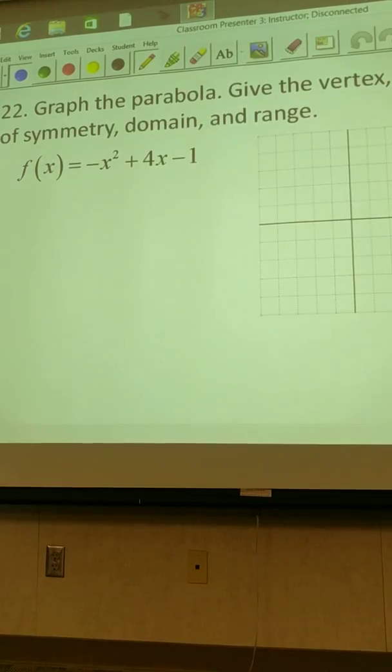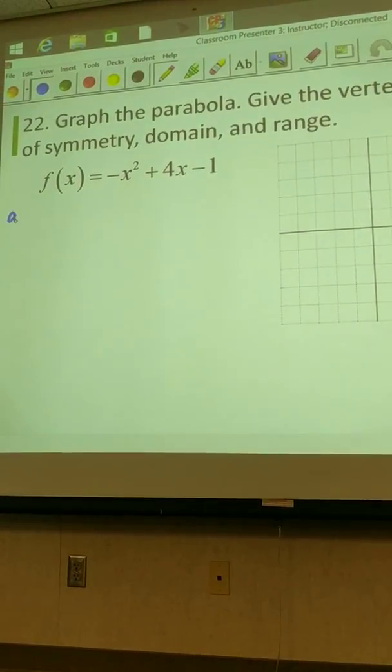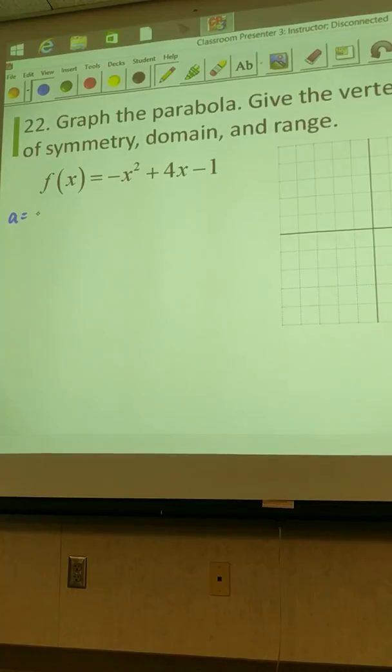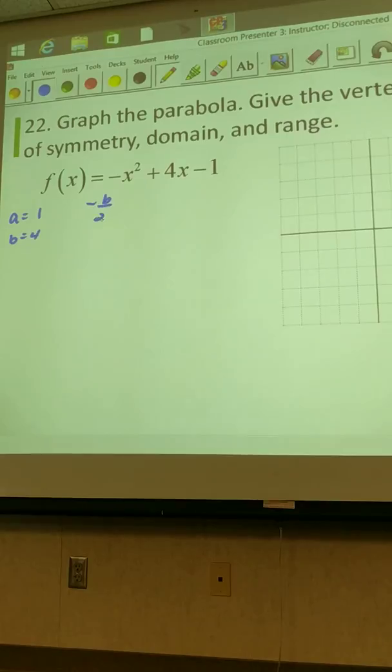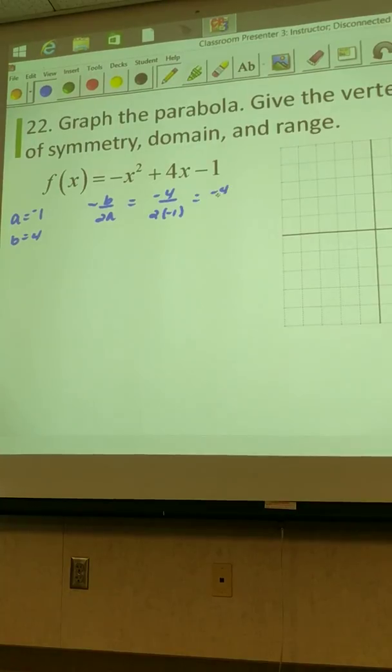So this one is not in that nice, neat form. I cannot tell what the vertex is just by looking at it right now. So I'm going to use the vertex formula, which is -b over 2a. So a is -1 and b is 4. Oh, I'm sorry, a is -1, excuse me. B is 4, yeah. So -b over 2a. So we get a +2.